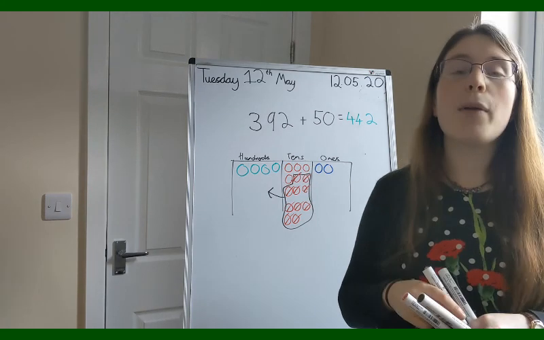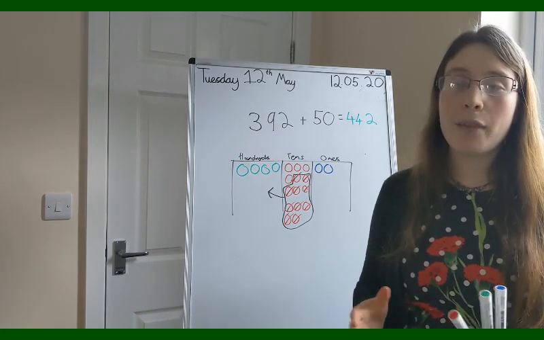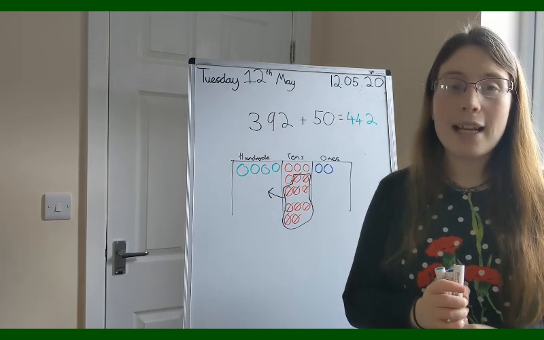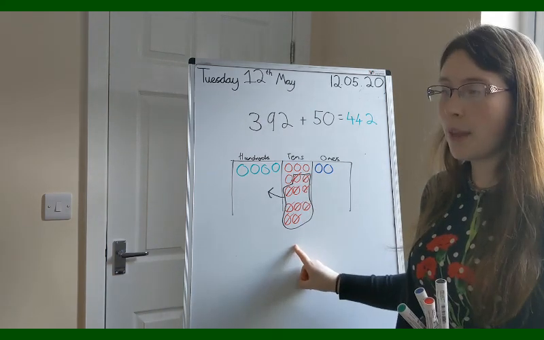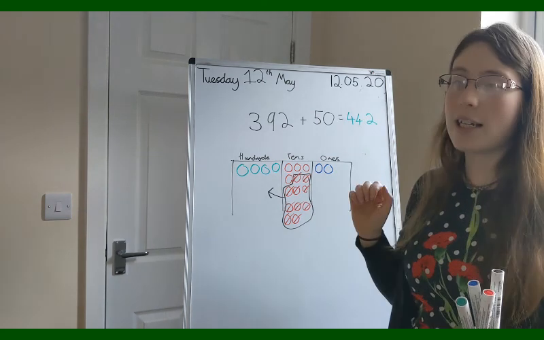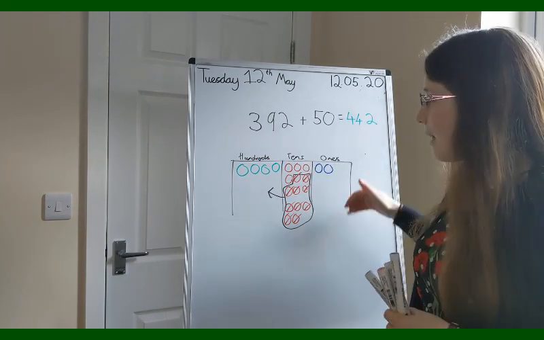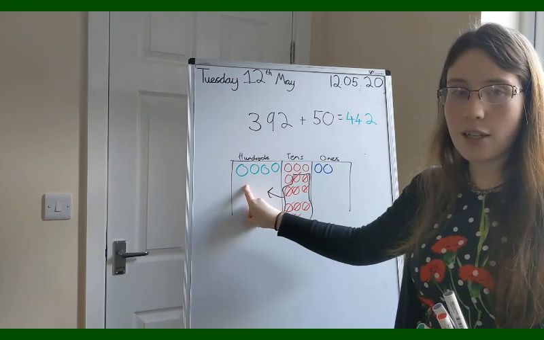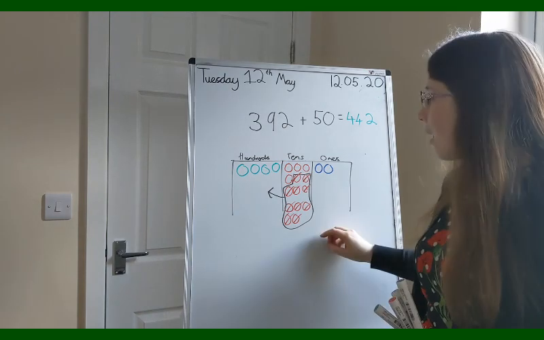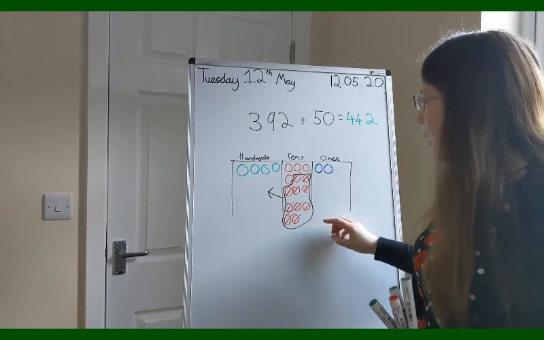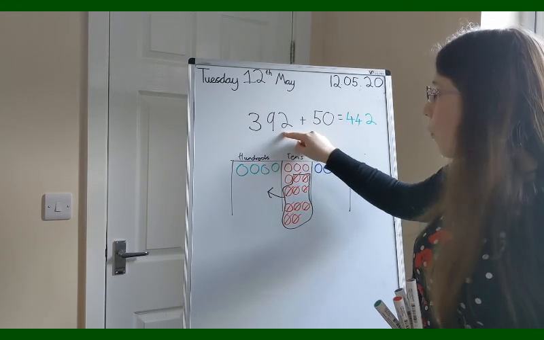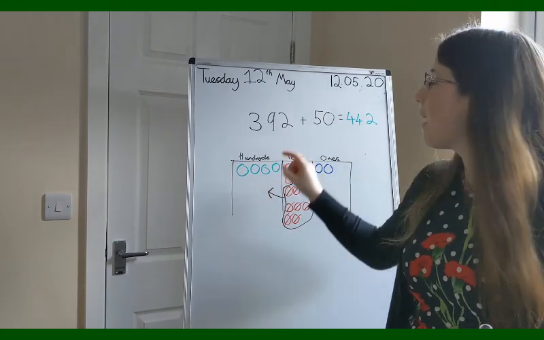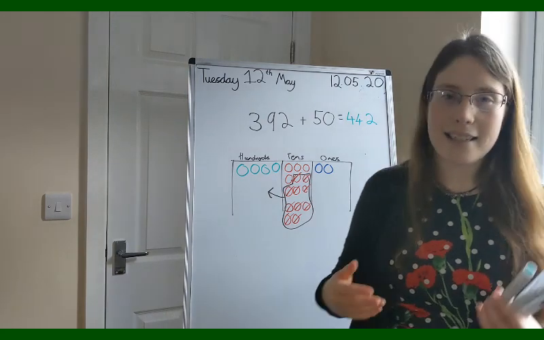So the big thing we need to remember is that we can only have 9 tens in our tens column. When we go over 9 tens, we can swap 10 tens for 100. Our ones column is not going to change at all, so our ones answer, if we're adding on tens, is always going to stay the same.